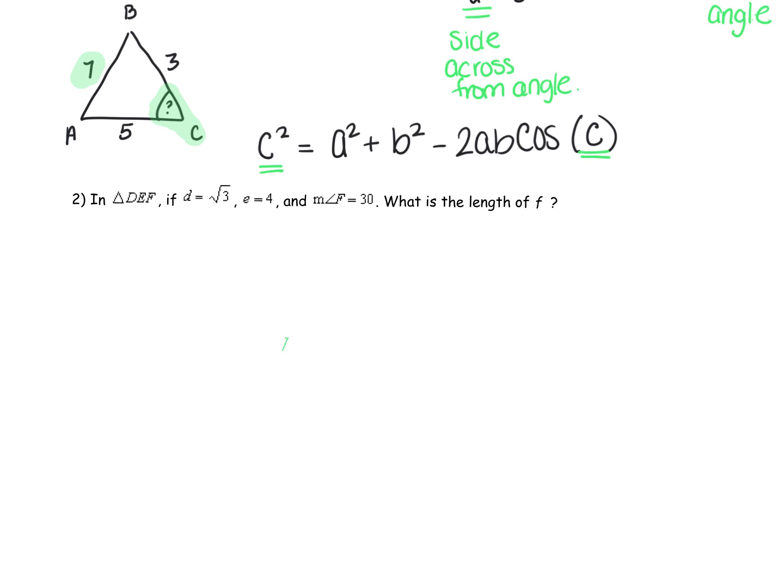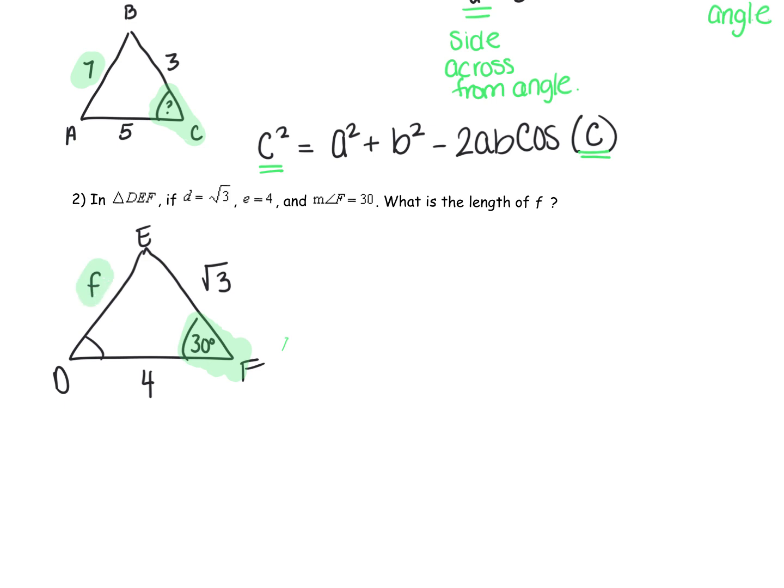So here we've got triangle DEF. Little d is across from angle D, is radical 3. Little e is across from angle E, which is 4. And the measure of angle F is 30 degrees. And they want us to find the length of little f, which is here. So similarly to before, this is angle F, and this is the side across from it.